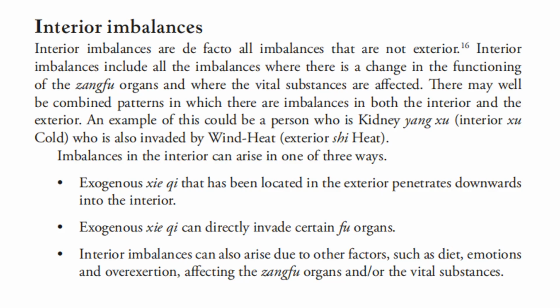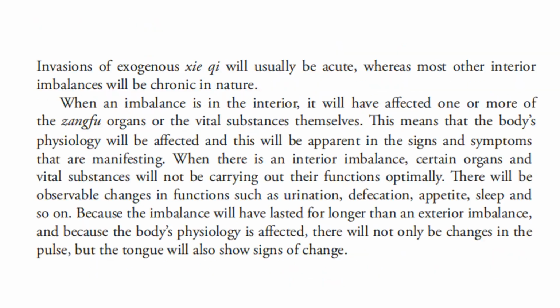Imbalances in the interior can arise in one of 3 ways. The first, exogenous evil qi that has been located in the exterior penetrates downward into the interior. Second, exogenous evil qi can directly invade certain organs. And interior imbalances can also arise due to other factors such as diet, emotion, and overexertion, affecting the zang-fu organs and/or the vital substances. Invasion of exogenous evil qi will usually be acute, whereas most other interior imbalances will be chronic in nature.